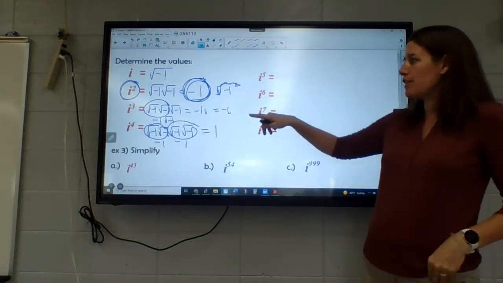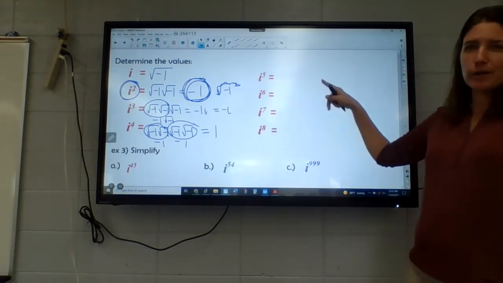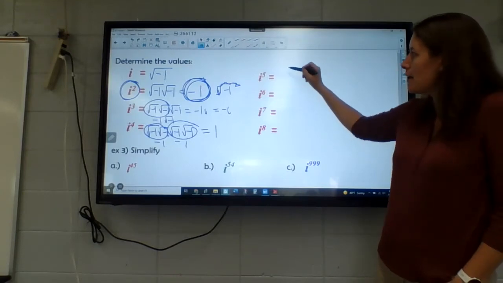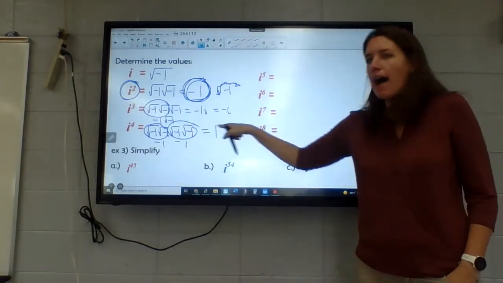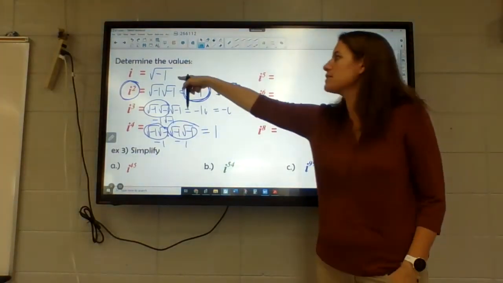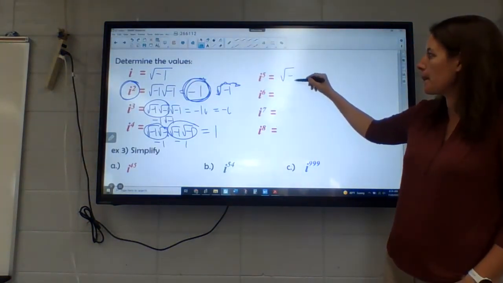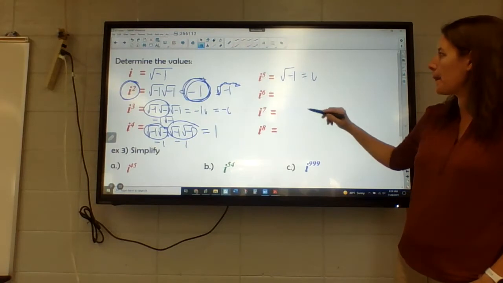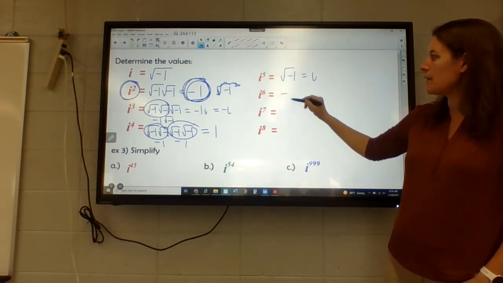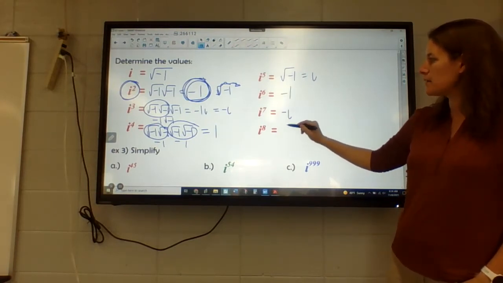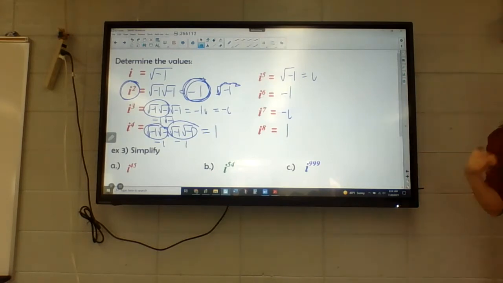Now, i to the 5th power, we're basically going to repeat all this, because i to the 5th is going to be 5 square roots. So this pattern is going to keep repeating. This is going to be -1, this is going to be -i, this is going to be 1. So this pattern will repeat over and over again.